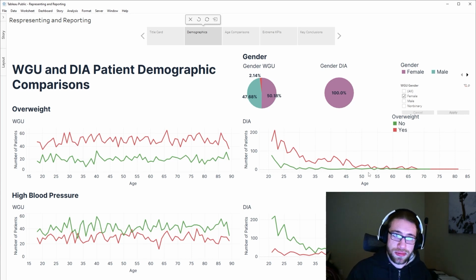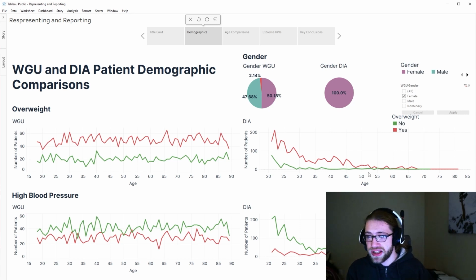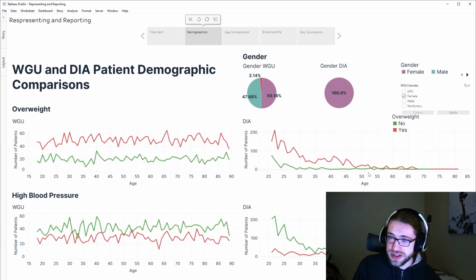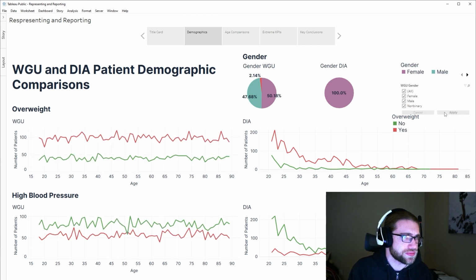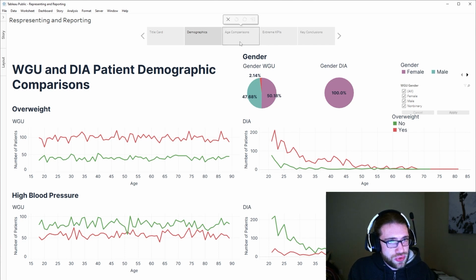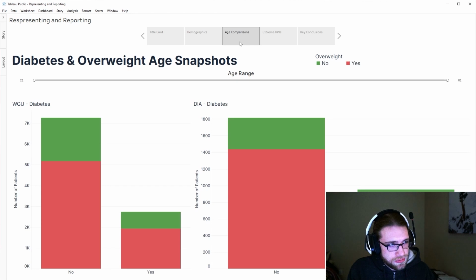And so that's something to keep in mind as we move on. That will be playing a part in our conclusions at the end, but I just want to paint that picture for you right now. We'll set this back to all, and we will move on to the age comparisons of diabetes and overweight.